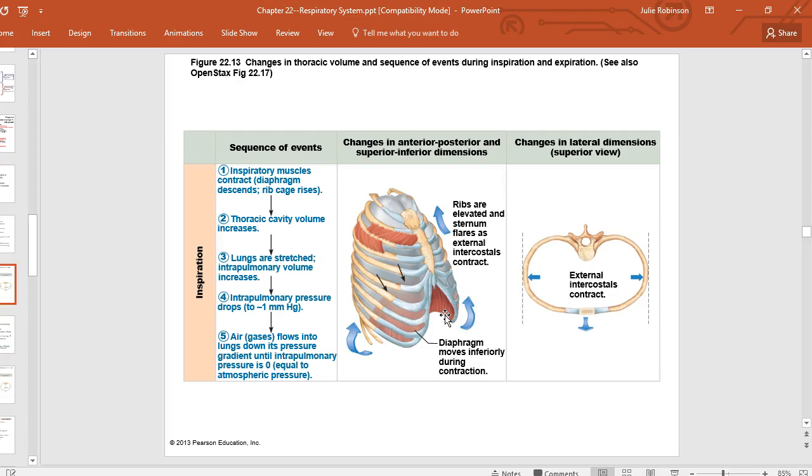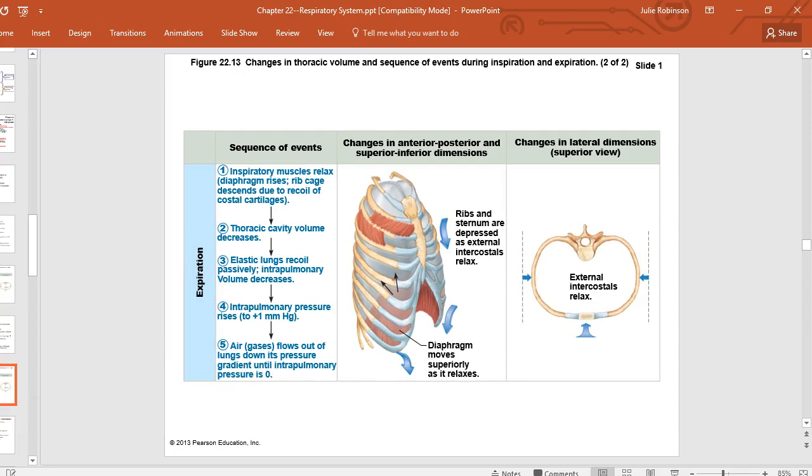The lungs will stretch because of that intrapulmonary pressure, and the pressure within the alveolus drops a little bit, goes to -1. So now air is going to flow into the alveoli to help equalize that pressure between the outside and the inside of the body. So inspiration is an active process.